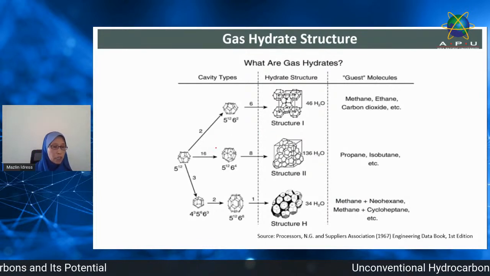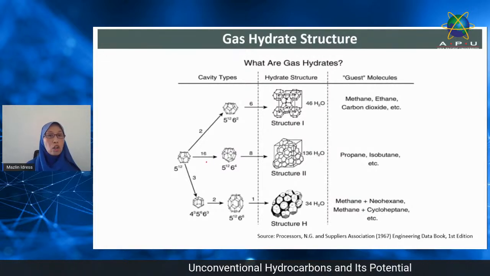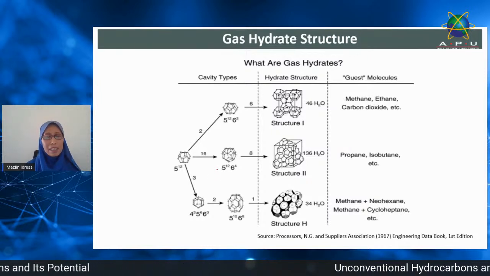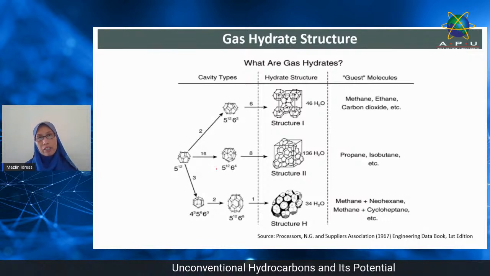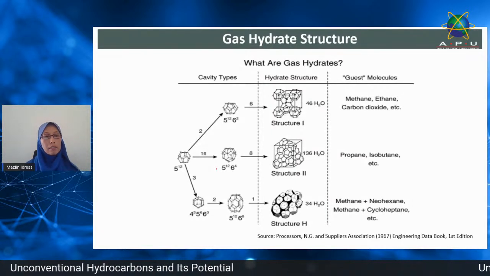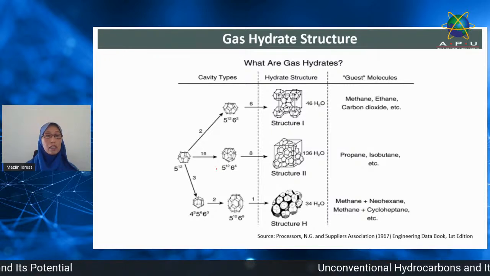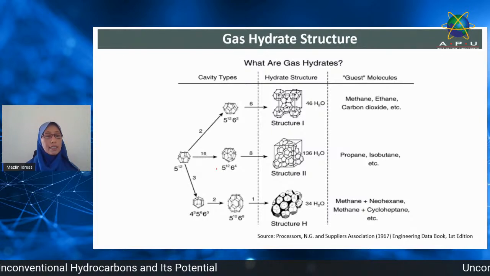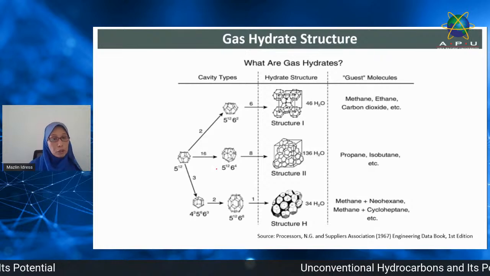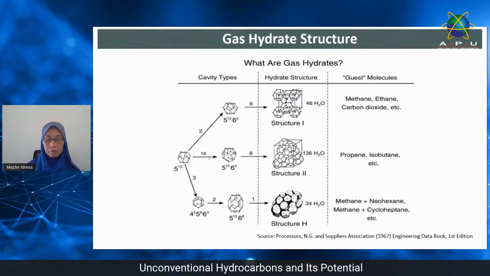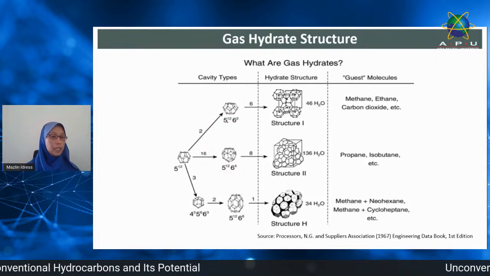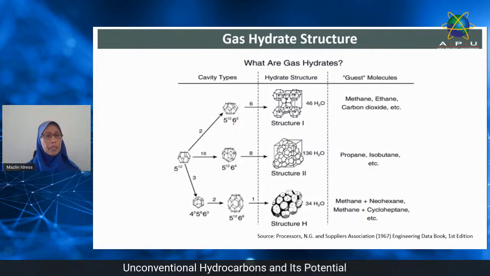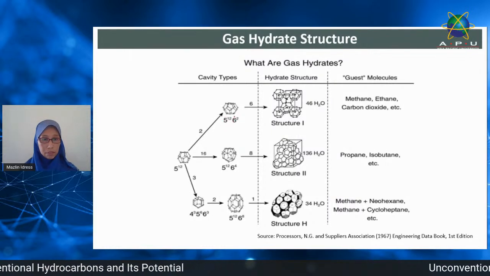So there are two common forms of gas hydrates, which are structure 1 and structure 2. This was investigated using the X-ray diffraction method by Stackelberg and Müller a long time ago, in 1954. They found that the unit cell of structure 1 is about 12 Angstrom, consisting of 46 water molecules with 2 types of cavities. We have 2 small cavities, which are pentagonal dodecahedra.